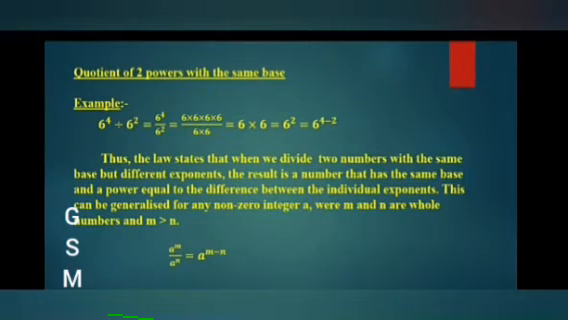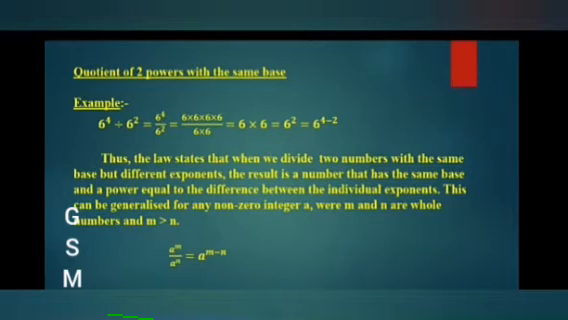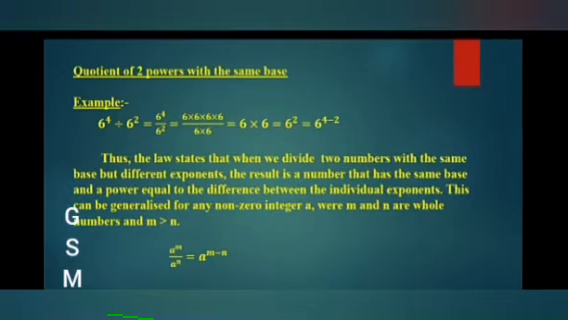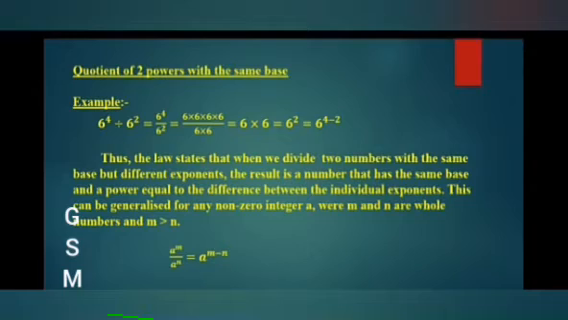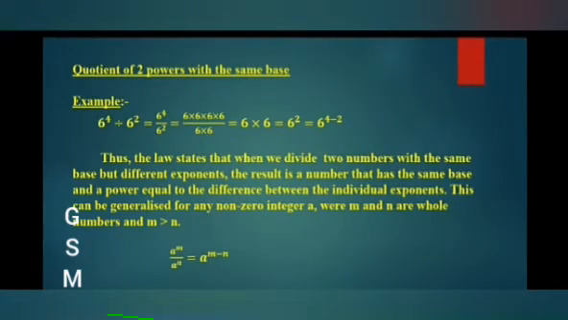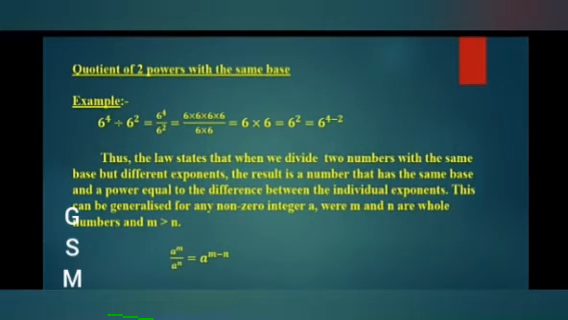Example, 6 to the power 4 divided by 6 to the power 2 equals 6 to the power 4 divided by 6 squared, which equals 6 into 6 into 6 into 6 divided by 6 into 6, which equals 6 into 6, equal to 6 squared, which can be written as 6 to the power 4 minus 2. Thus, the law states that when we divide two numbers with the same base but different exponents, the result is a number that has the same base and the power equal to the difference between the individual exponents.